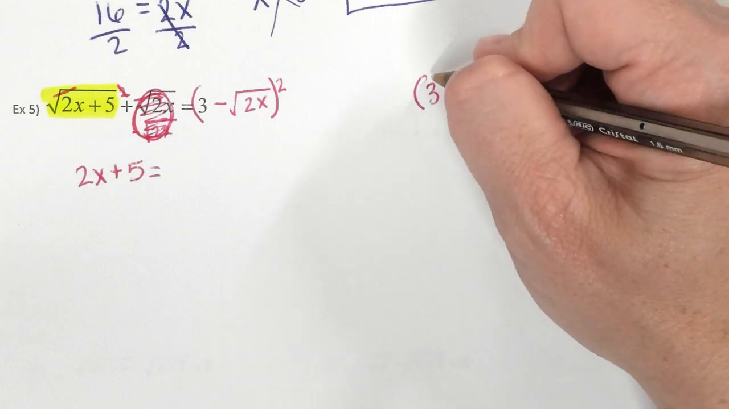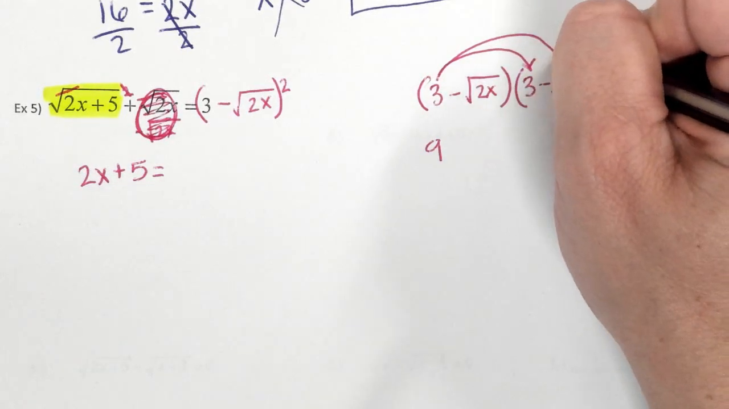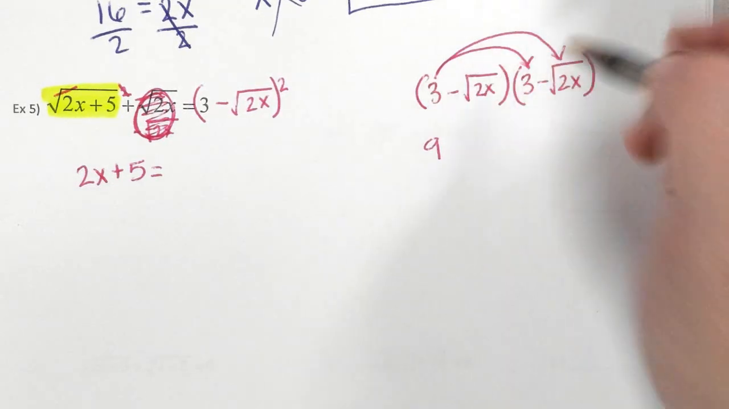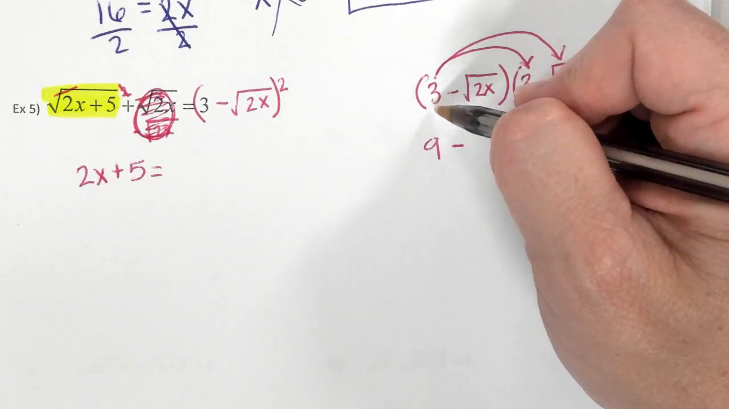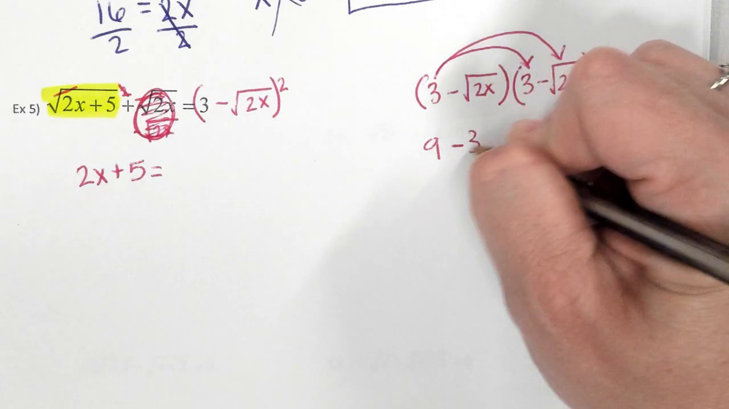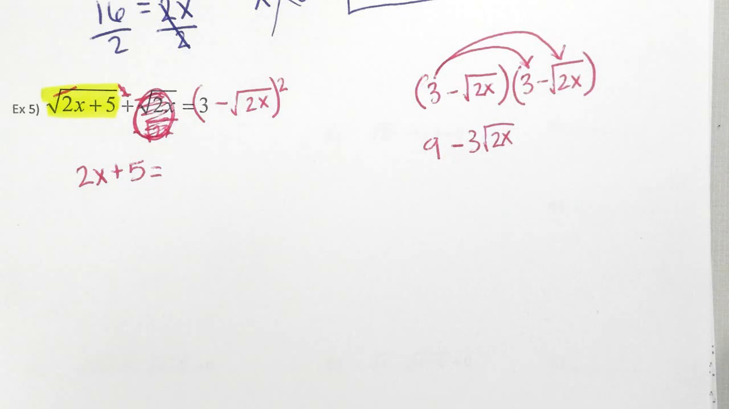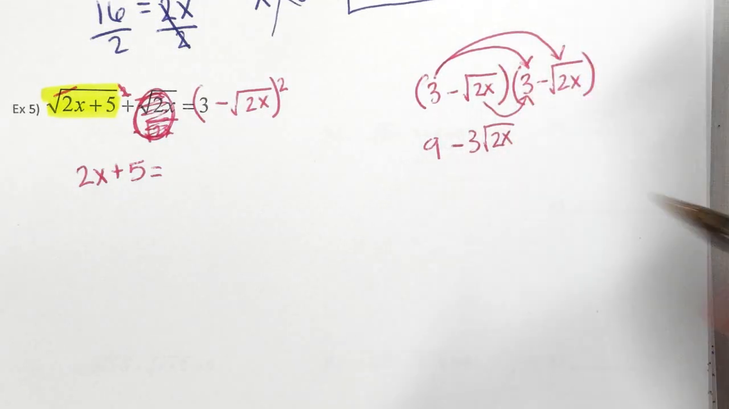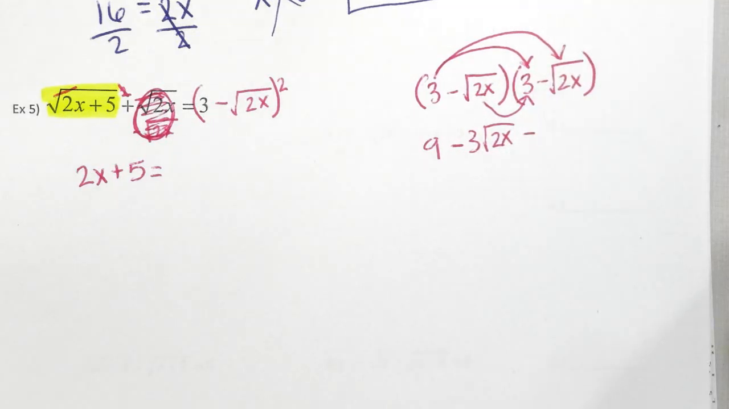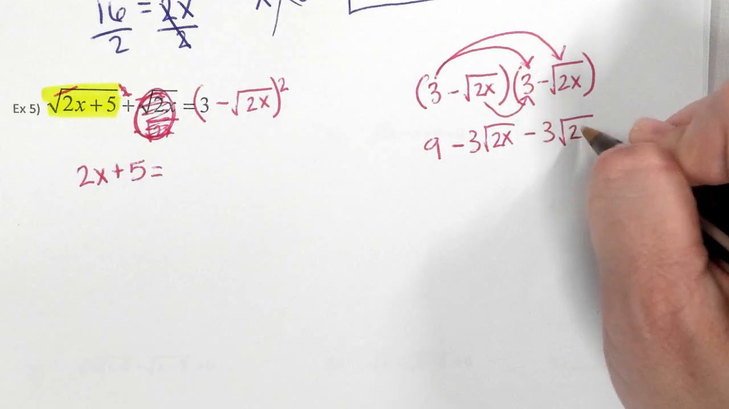So first things first, we have 3 times 3, which is what? 9. Now we have 3 times negative square root of 2x. Well, positive times a negative is a negative. And 3 is on the outside of a house, and square root of 2x is on the inside of the house. So we just put them together. Because you can't multiply those because one's on the outside, one's on the inside. So same concept, negative 2 square root of x times 3 is positive times a negative is a negative. One's on the inside, one's on the outside, so it's just 3 square root of 2x.